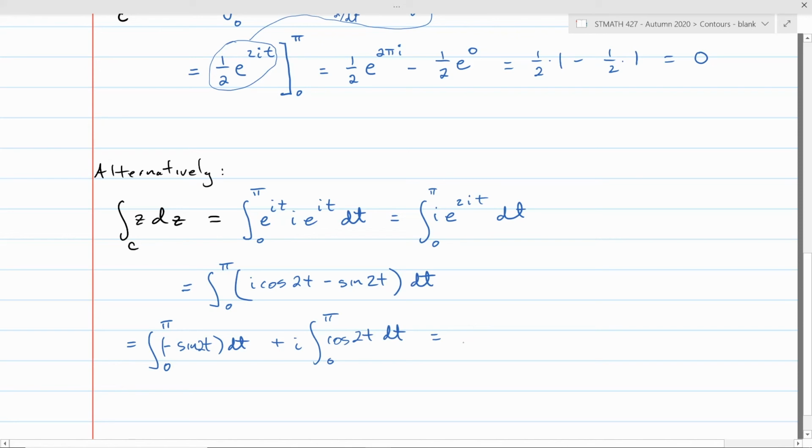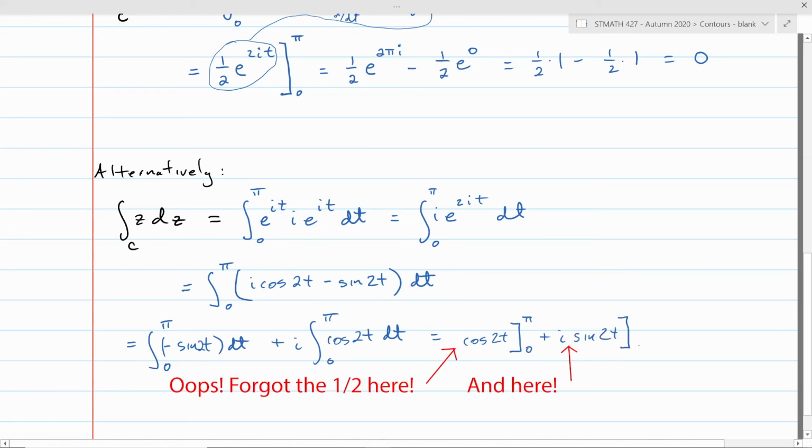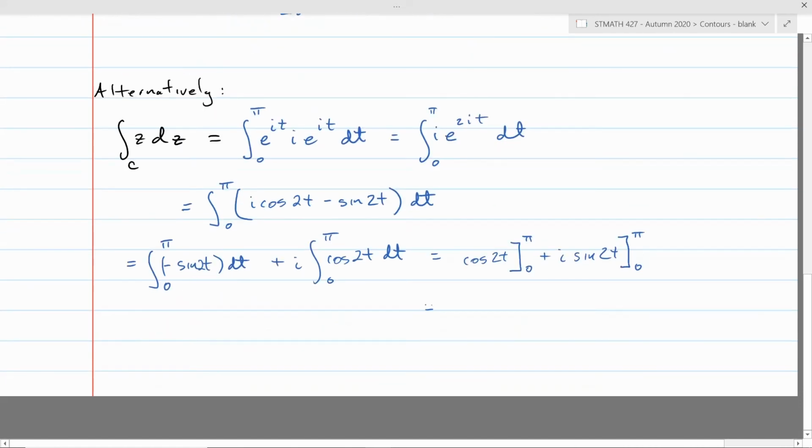And you can do both of these integrals. The antiderivative of negative sine of 2t would be cosine of 2t. Evaluate that from 0 to pi. Plus i, and then the antiderivative of cosine 2t would be sine 2t. Evaluate that from 0 to pi. That first one evaluates out to cosine of 2 pi, which is 1, minus cosine of 0, which is 1, plus i times sine of 2 pi, which is 0, minus sine of 0, which is 0, so it still works out to 0.